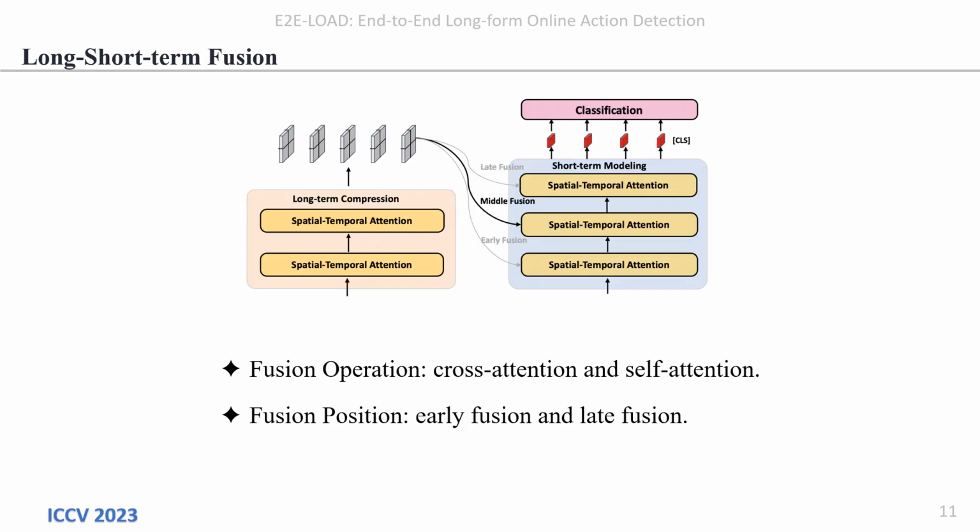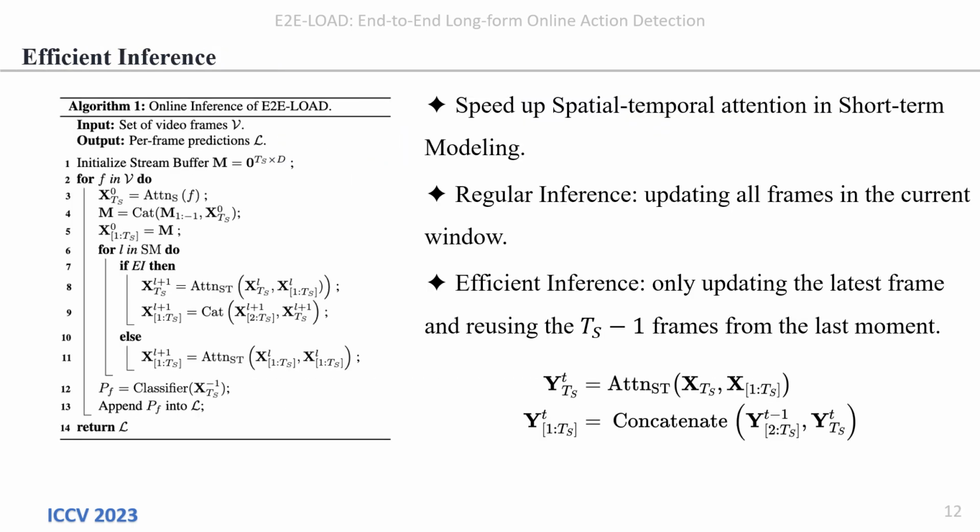We investigate different fusion operators, such as cross-attention and self-attention, as well as their positions within the framework to achieve more effective fusion between long-term compression and short-term modeling. We have observed a notable inference time cost during spatiotemporal exploration in short-term modeling. To address this challenge, we introduce an efficient inference technique, which directly reuses results from the previous TS-1 frames, so only the latest frame's features require calculation via cross-attention.